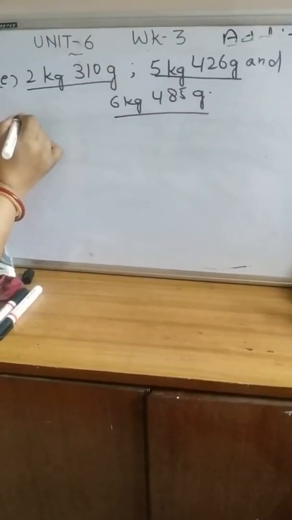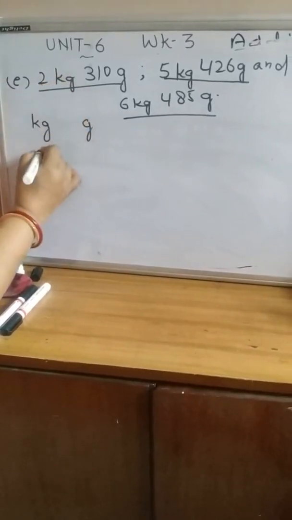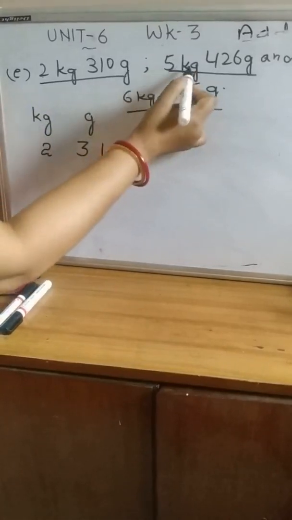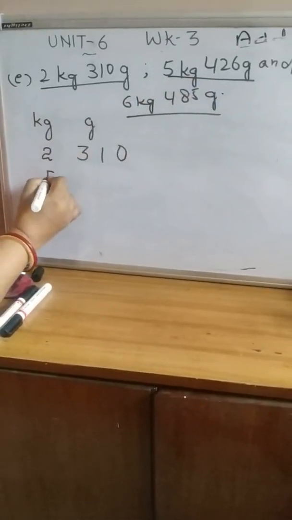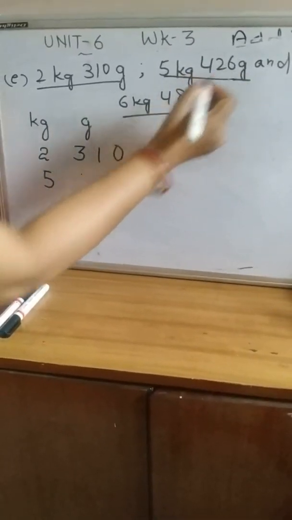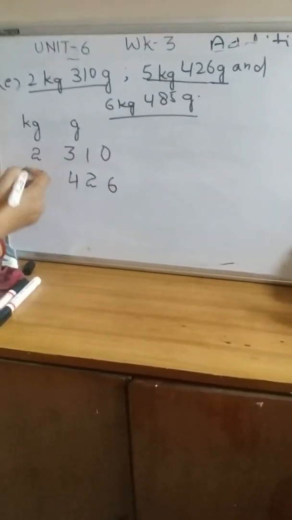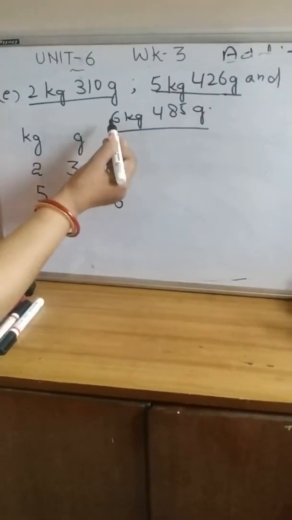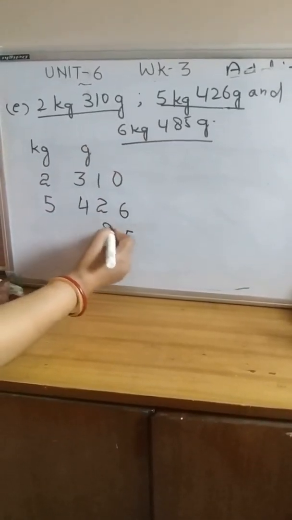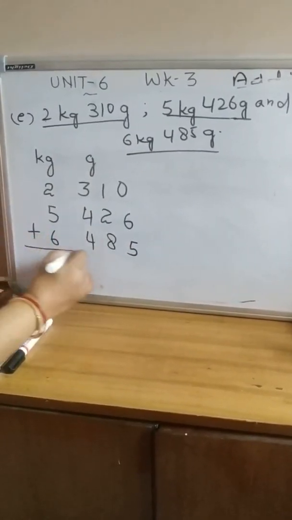So we make the two columns, kilogram and gram. Firstly we enter 2 kilogram and 310 gram. Then 5 kilogram, we write 5 just below 2, and 426: 6 below 0, 2 below 1 and 4 below 3. Write from right to left. 6 kilogram 485 gram, and 6 just below 5. Then we put the addition sign.